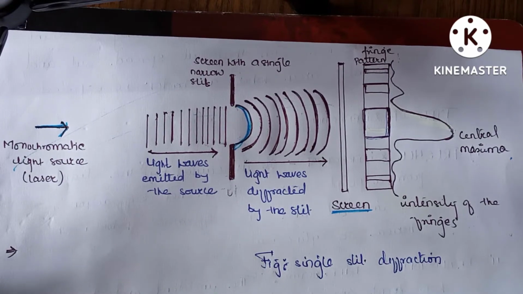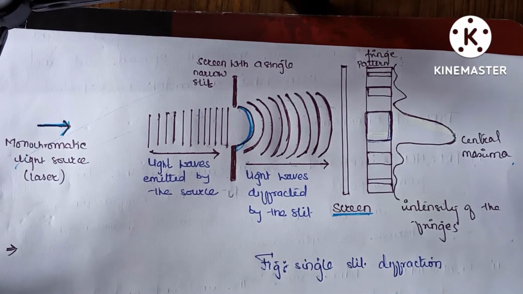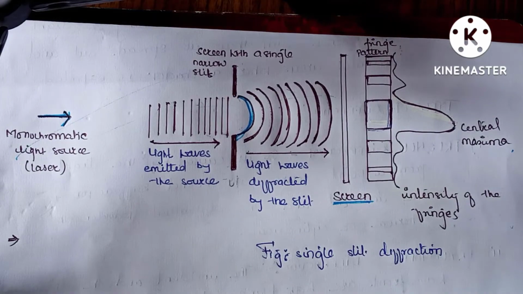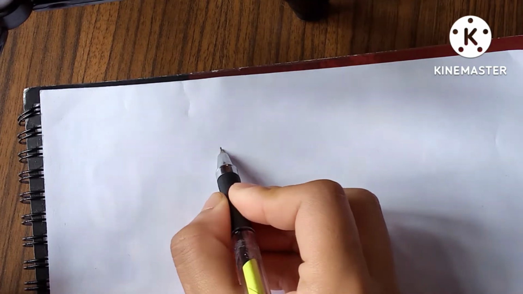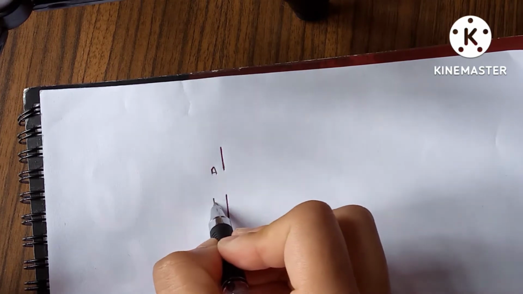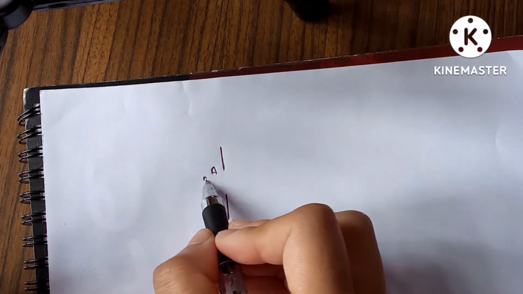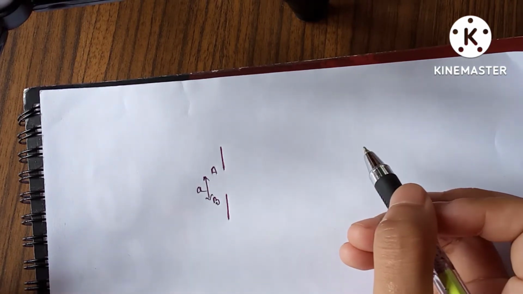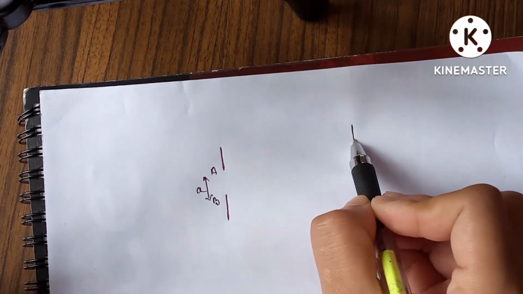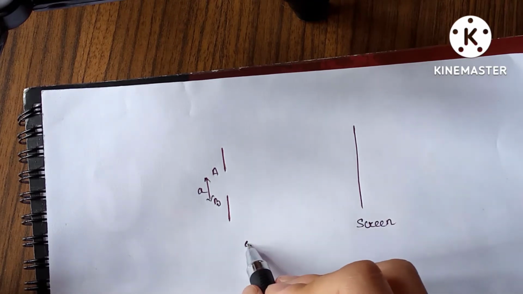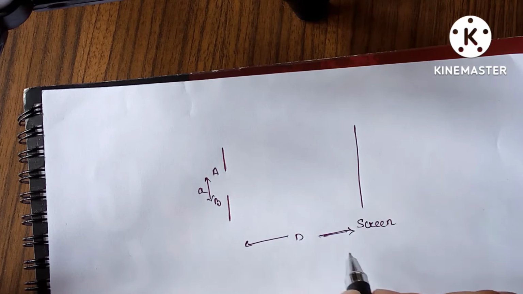Now I am going to explain the calculation part, as we should find the path difference of the waves. Let's take a single slit, name its ends A and B, and say its width is small a, and let us place a screen at a distance D from the slit.